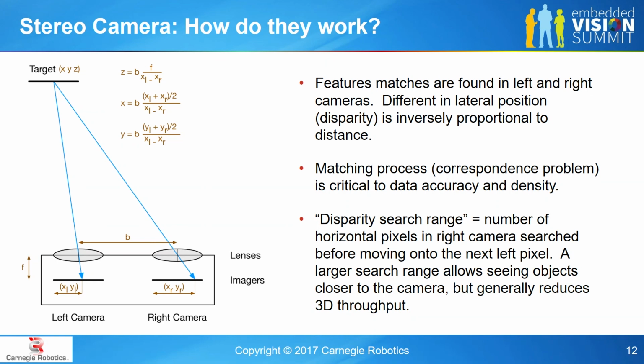And I guess the other thing I'll note is that there's always a disparity search range that cameras look through before they sort of give up and move on to the next pixel. And that search range lets you see things that are closer to the system, but generally as that search range increases, the data rate or the frame rate of the camera drops because it's doing more and more computation to pull in that minimum range and look for close objects.